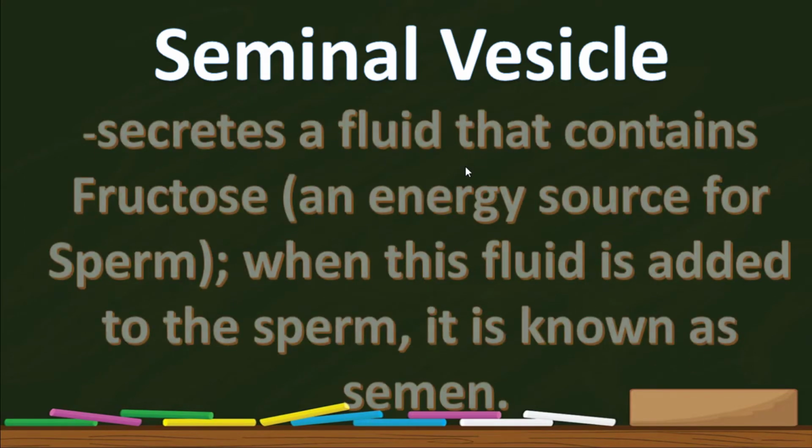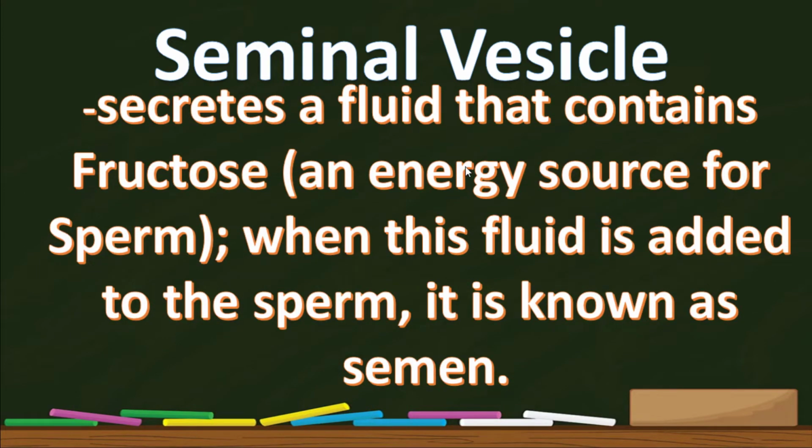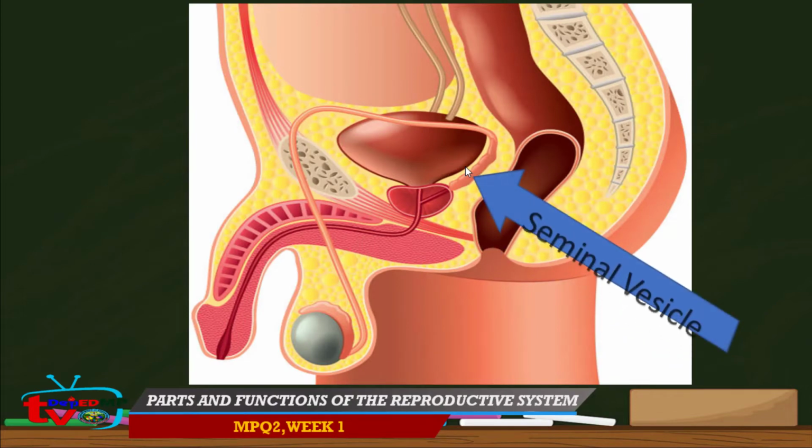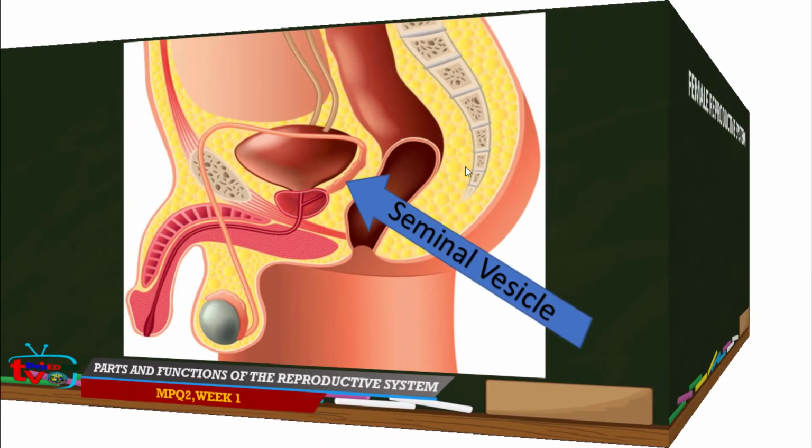Seminal vesicle. It secretes fluid that contains fructose. It is an energy source for sperm. When this fluid is added to the sperm, it is known as semen. Seminal vesicle is this one.